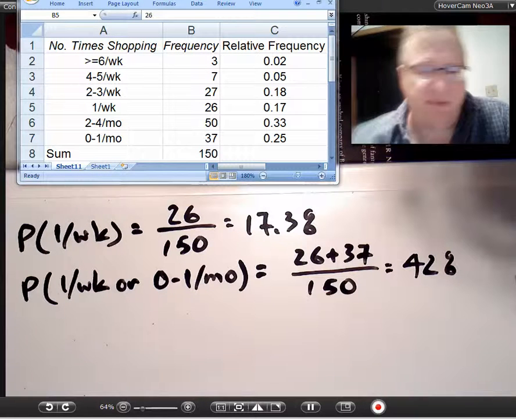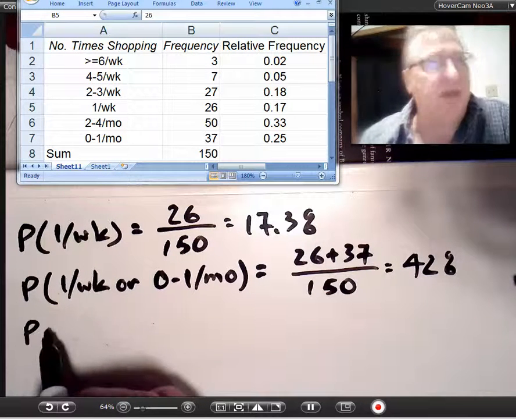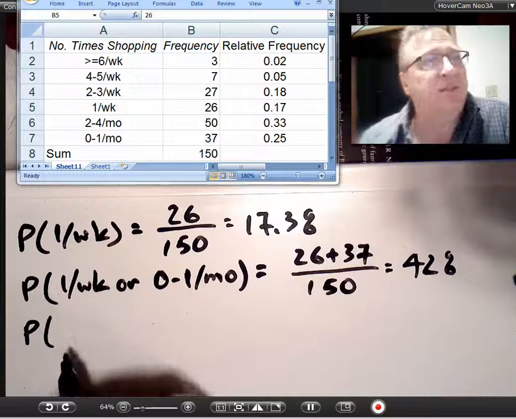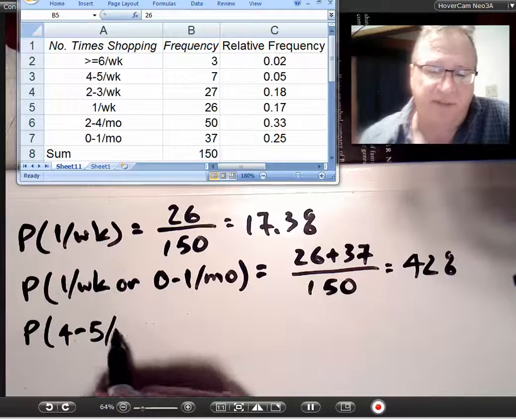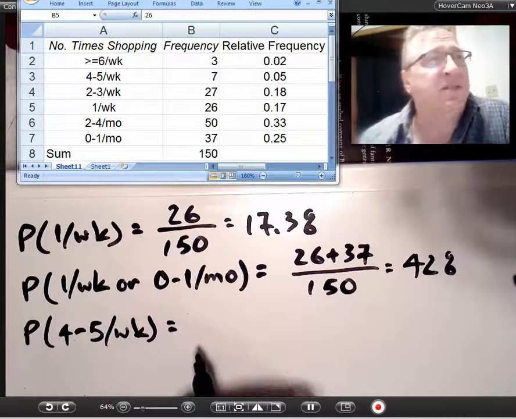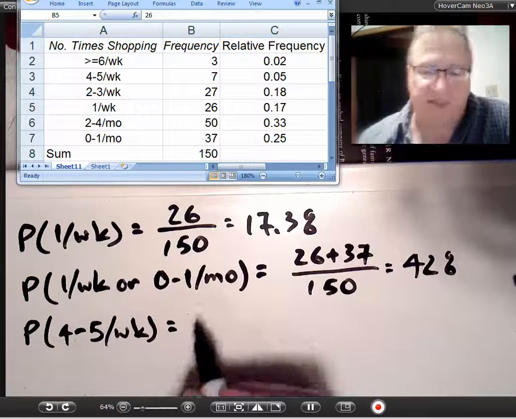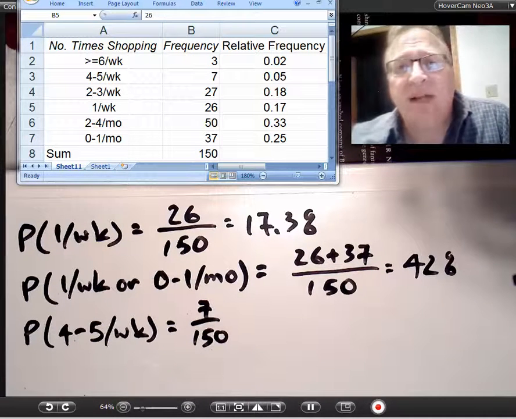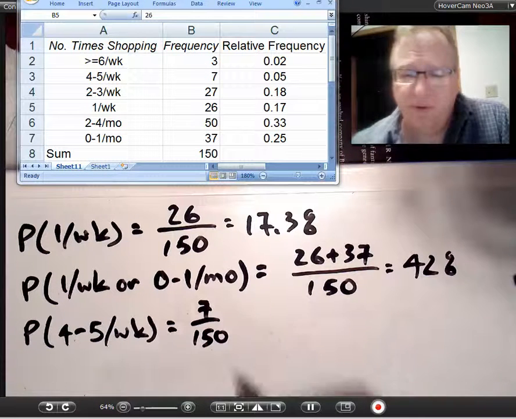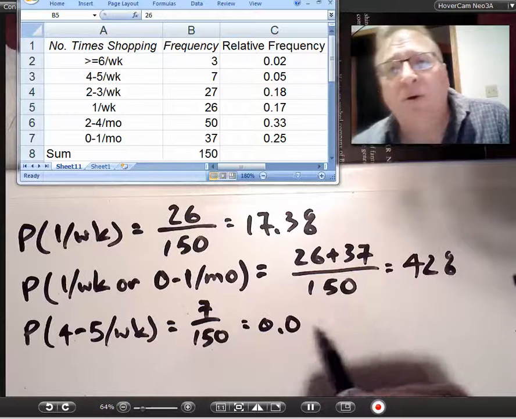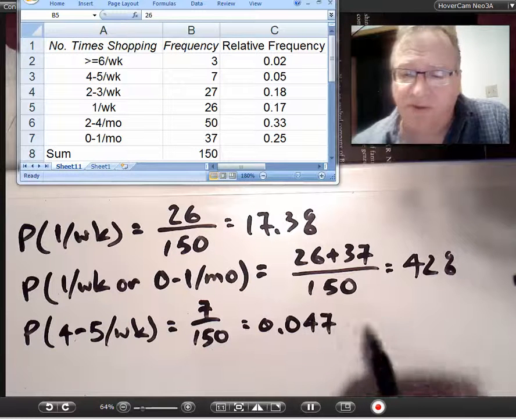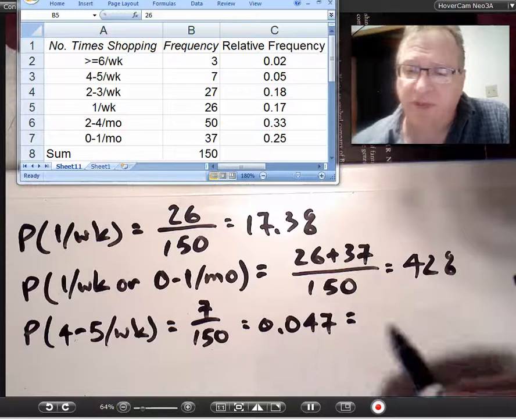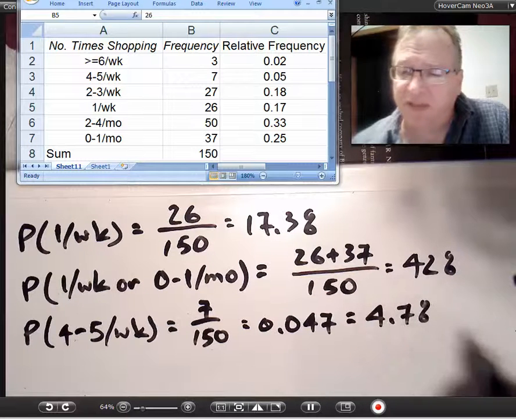Now, let's do one more simple one, like the first one. Let's look at the probability of going to the mall 4 to 5 times per week. That's a single number. That would be 7 over 150. And what percentage is that? 7 divided by 150 is equal to 0.047, or about 4.7%.